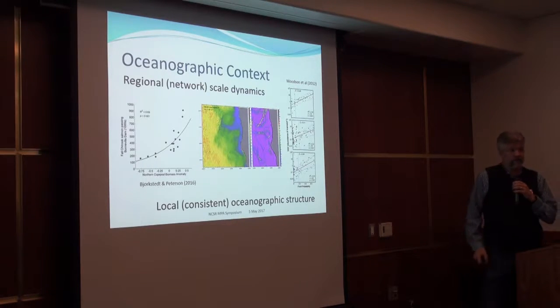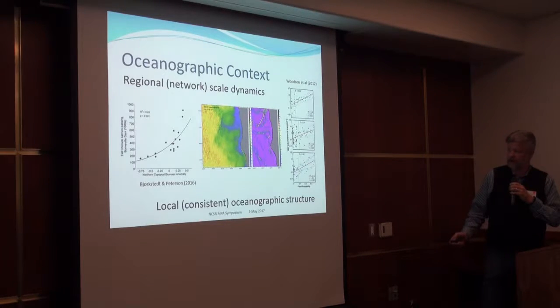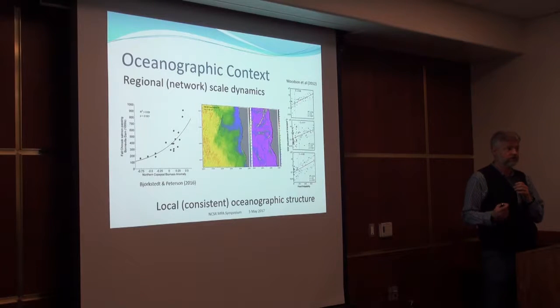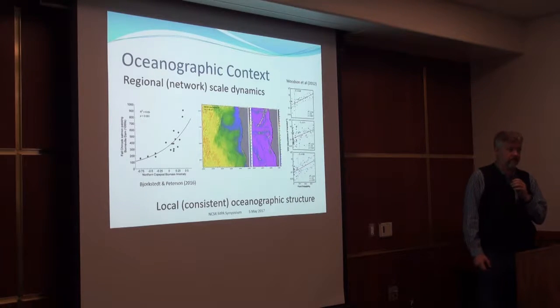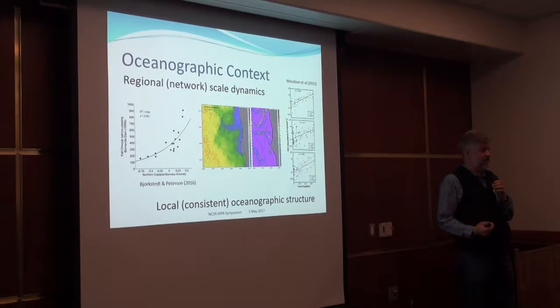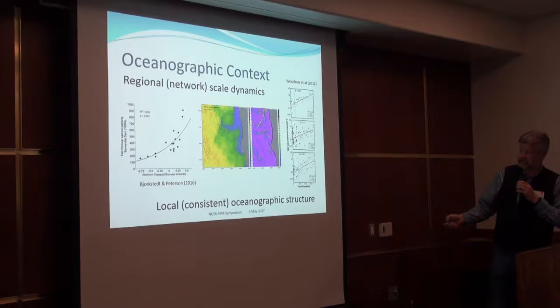But we also wanted, to the degree possible, to provide information on oceanographic structure at a local scale, particularly those structures that are more consistent, things like fronts and where fronts are located along the coast, because these features have been shown to have impacts on coastal ecosystems.